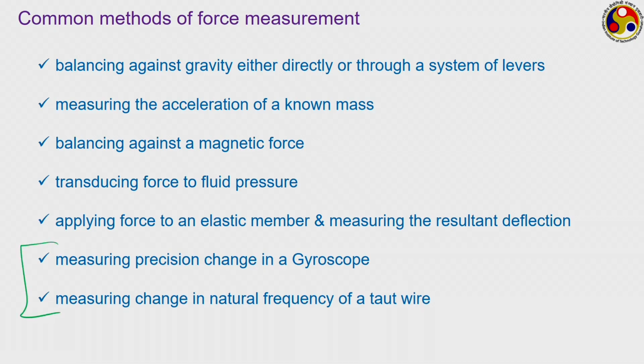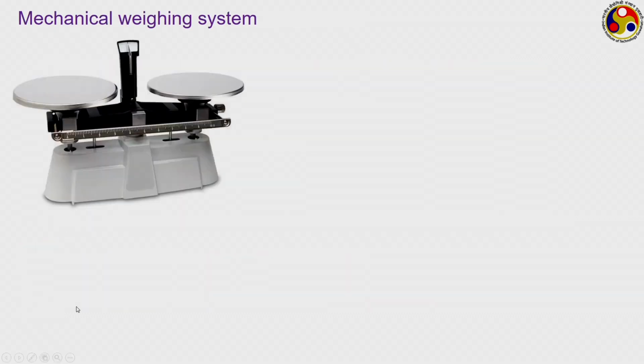Depending on time I shall discuss them, but all others we shall touch upon briefly. The first one in line is the mechanical weighing system. I am sure each of you has seen this. This is what we commonly use for measurement of mass, but does it actually measure mass? Actually what it measures is force, because whenever you put something on this arm, we try to balance it by putting a counterweight on the other arm.